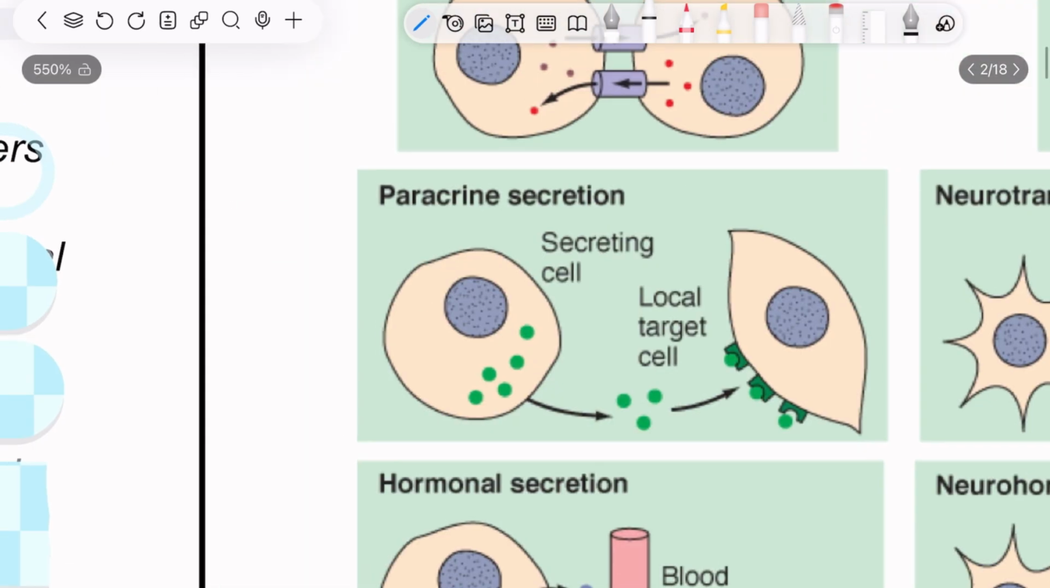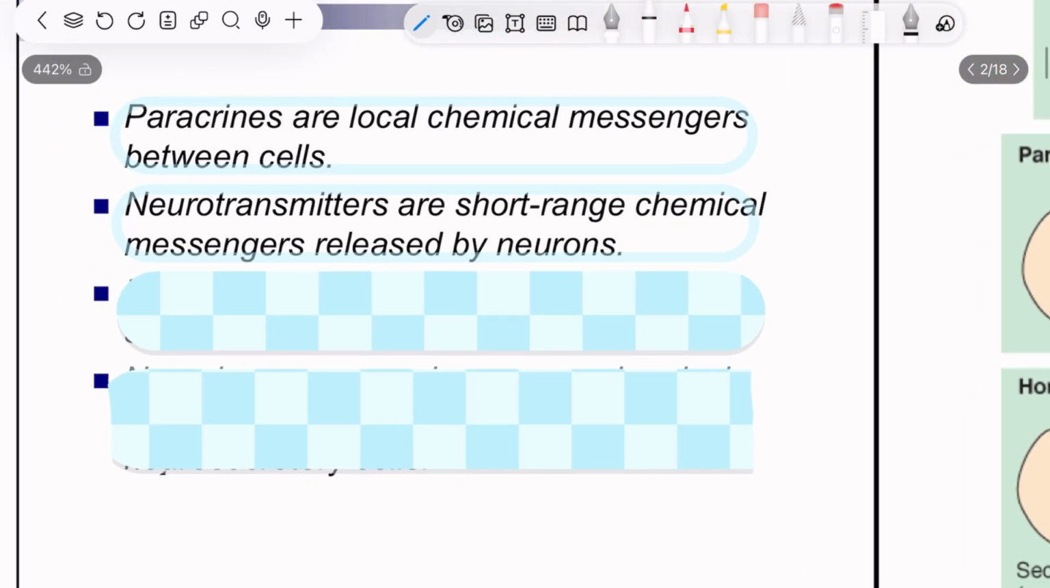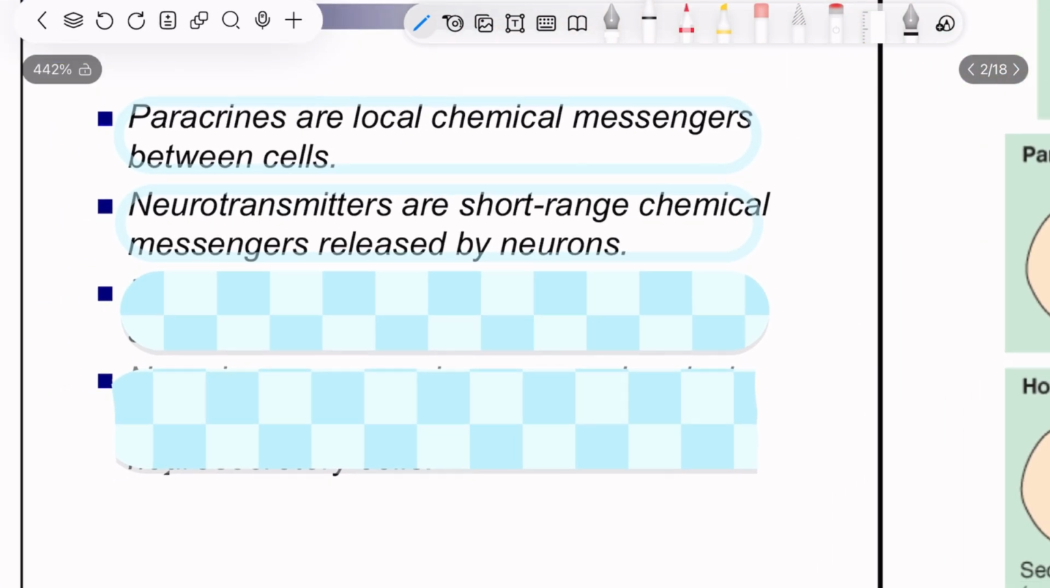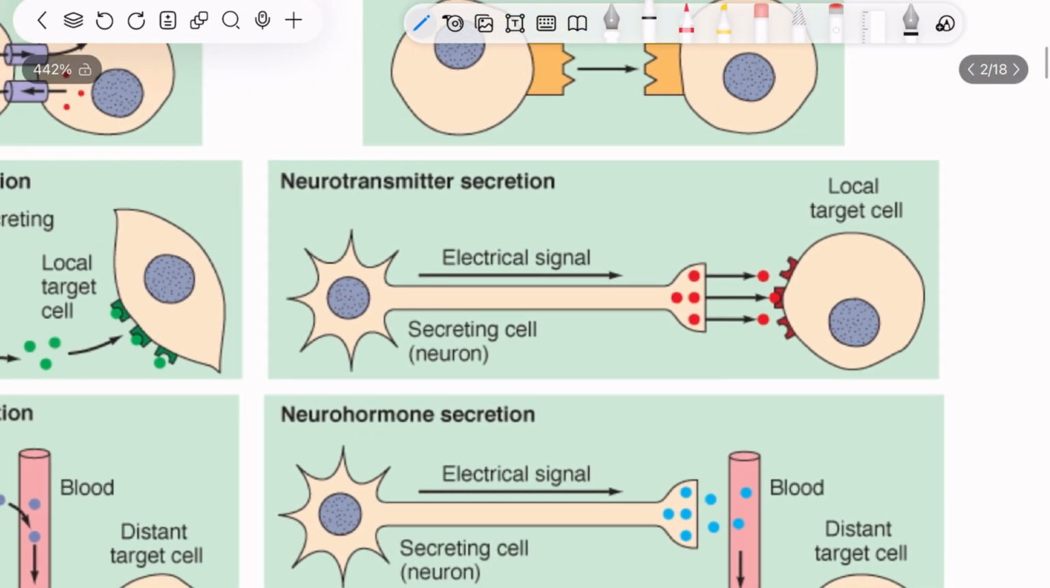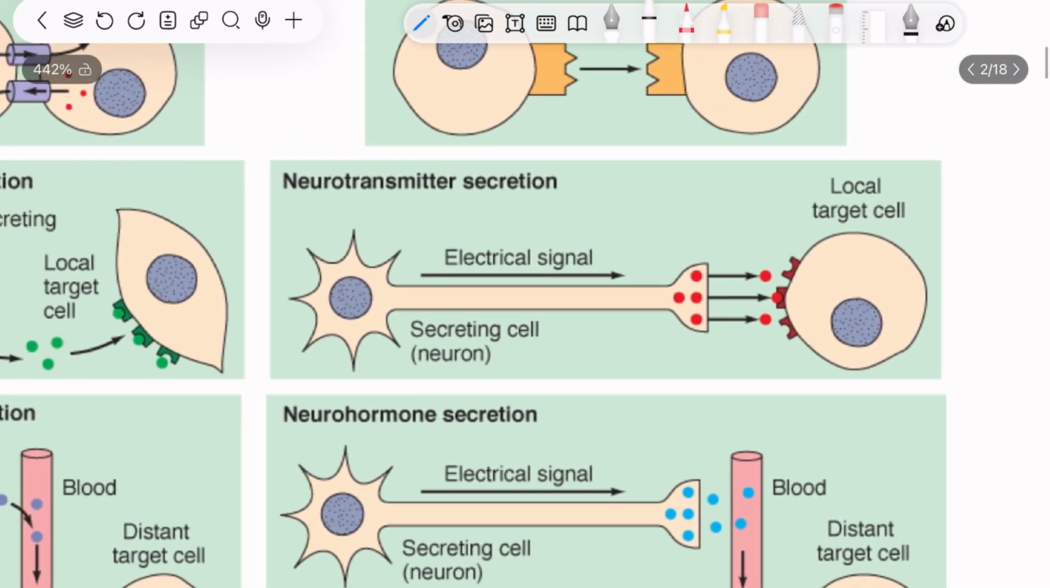Okay, let's continue. Neurotransmitters are short-range chemical messengers released by neurons. So right here is a neurotransmitter. Neurotransmitters are chemical messengers that allow nerve cells or neurons to communicate with each other or with other types of cells, such as muscle cells. They transmit signals across a small gap between neurons called a synapse. This right here is a synapse, small gap.